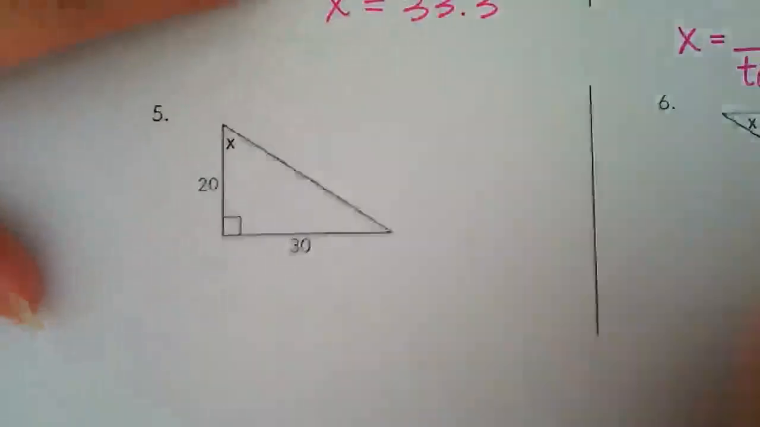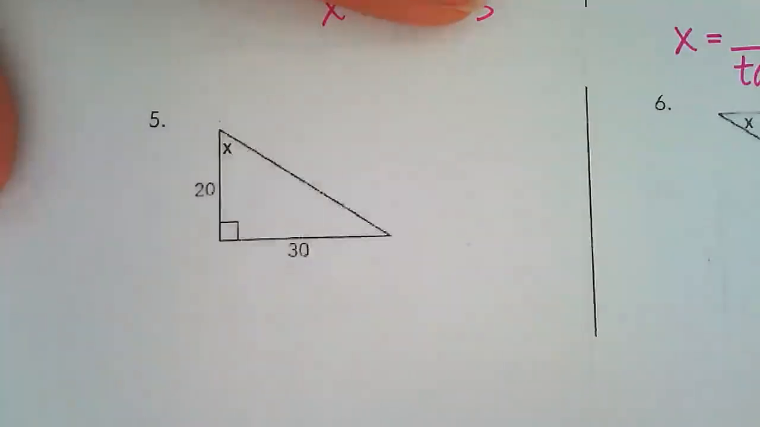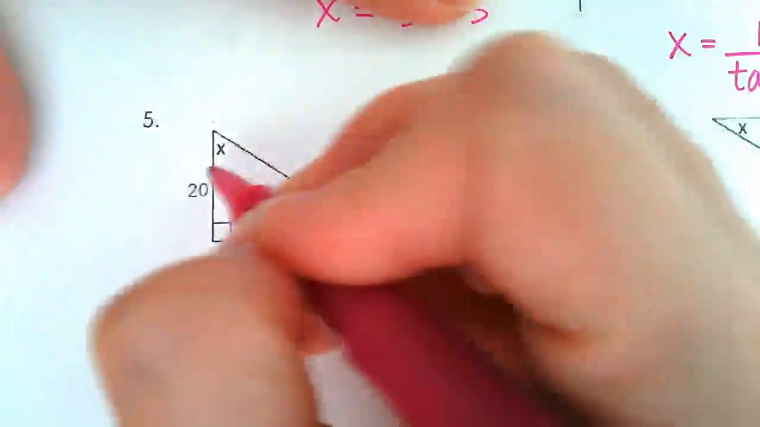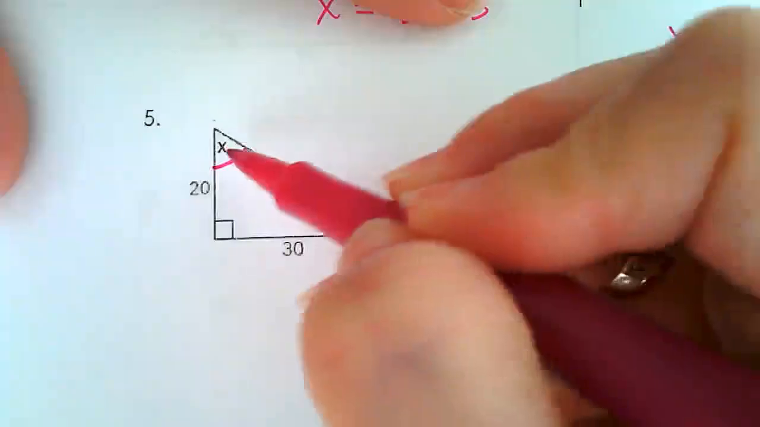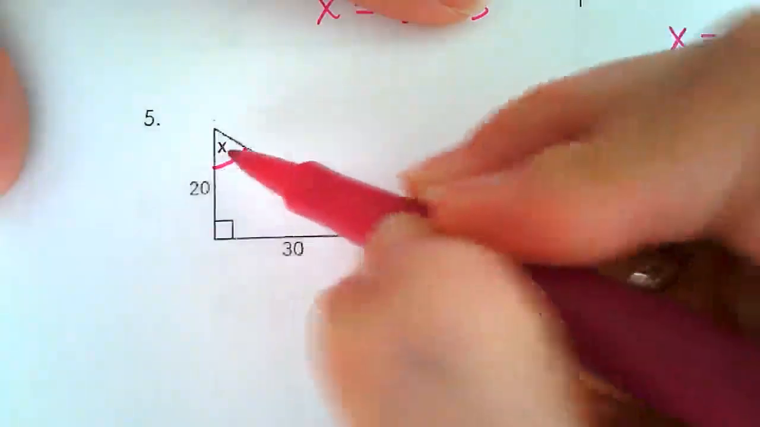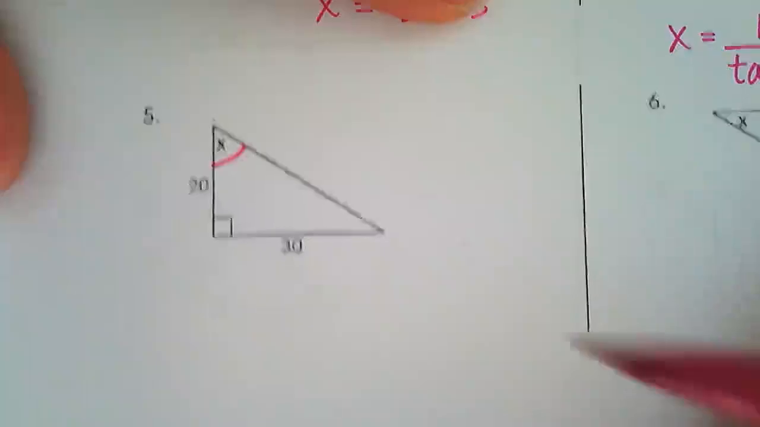All right, next up, number 5. Now things are different, but not really that different. This time we don't know the angle measurement, but we know that from this angle, angle x, we have the opposite and adjacent. So that means we're going to use the tangent.